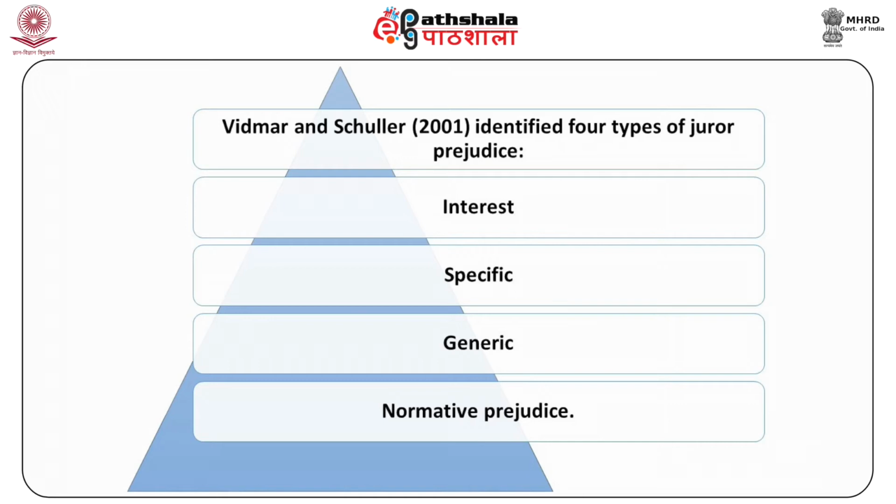Generic prejudice refers to possessing attitudes that might interfere with an unbiased evaluation of the evidence. Finally, normative prejudice refers to a juror believing that there is such strong sentiment supporting a particular outcome of a case that his or her ability to decide the case impartially may become compromised.